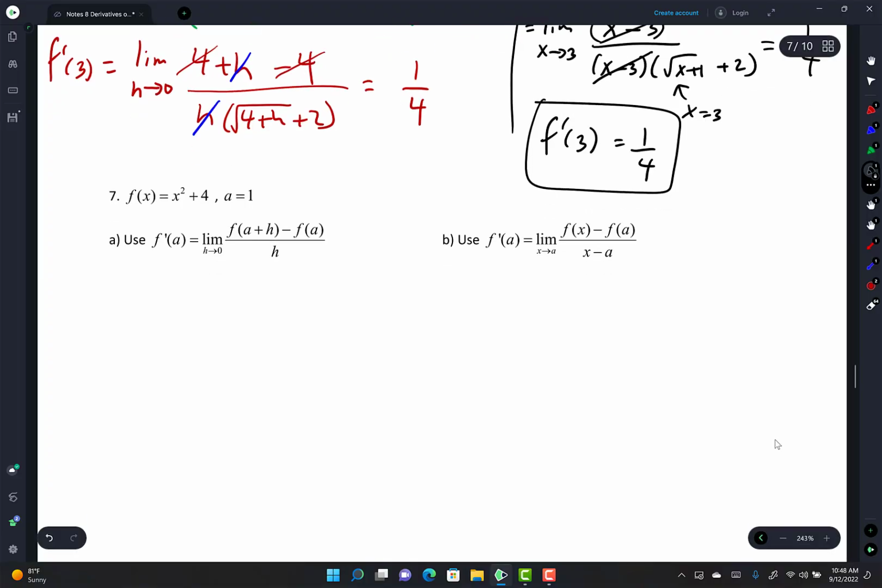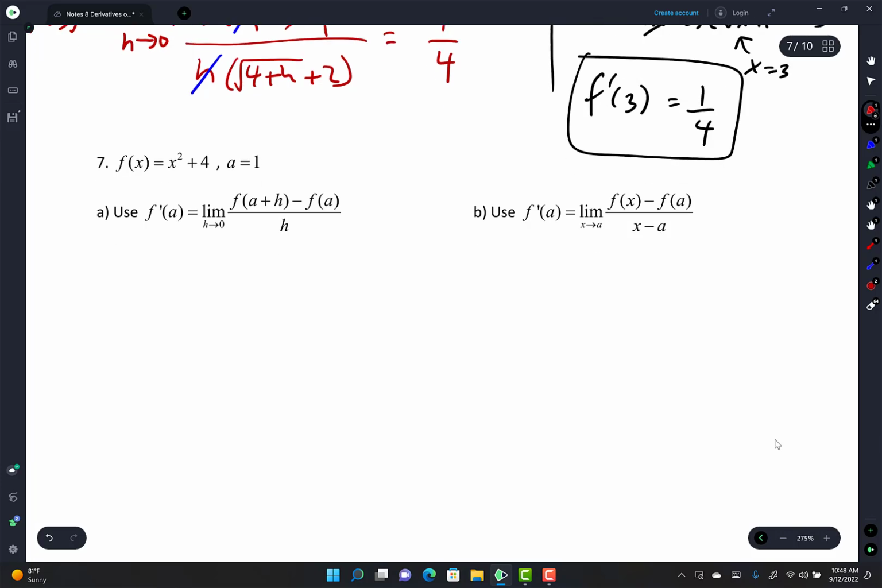Number 7. See if you guys can do it on your own también? See? Mr. 305.